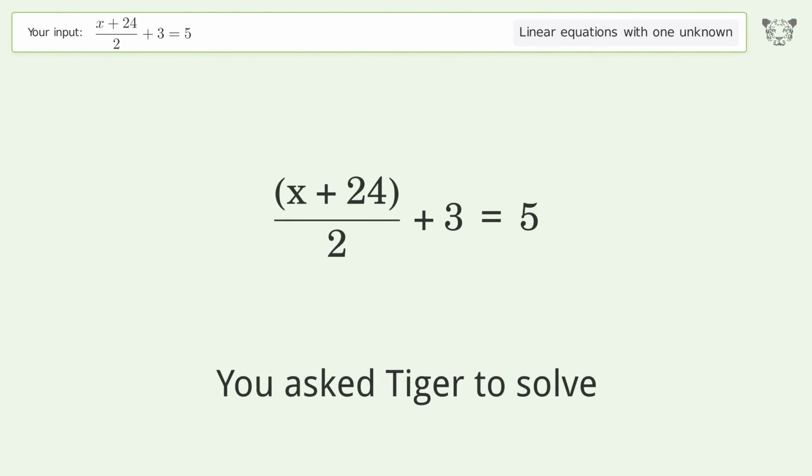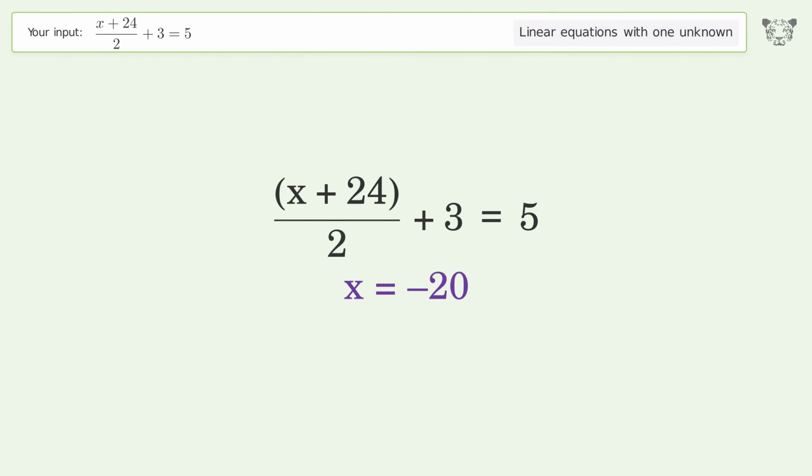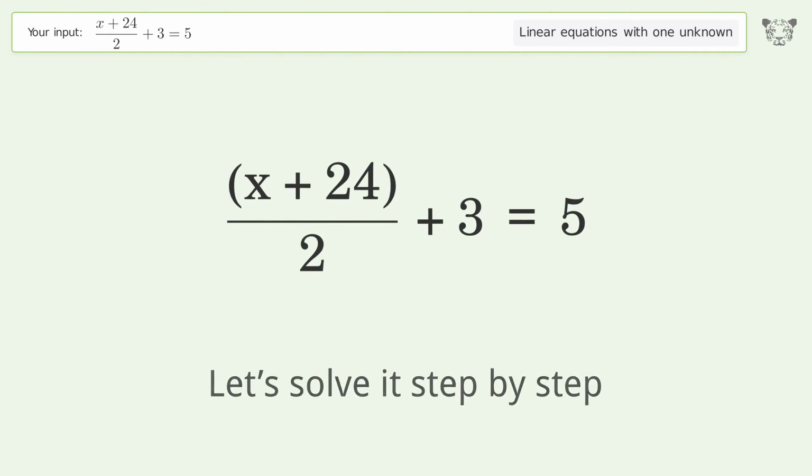You asked Tiger to solve this. It deals with linear equations with one unknown. The final result is x equals -20. Let's solve it step by step.